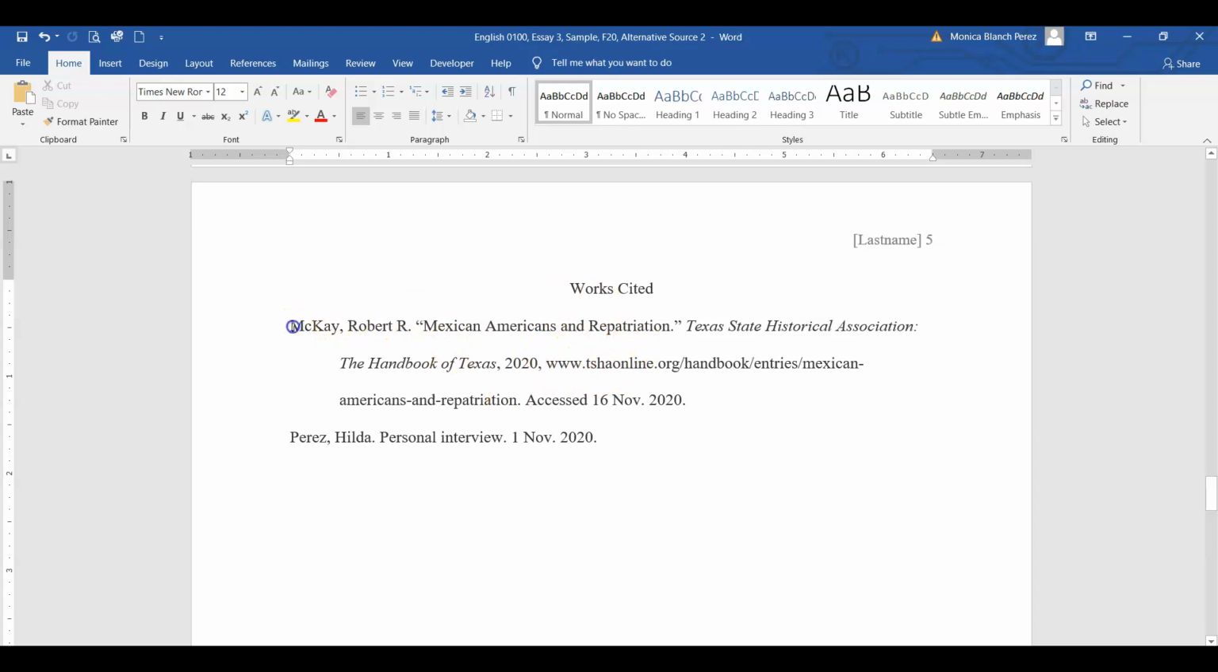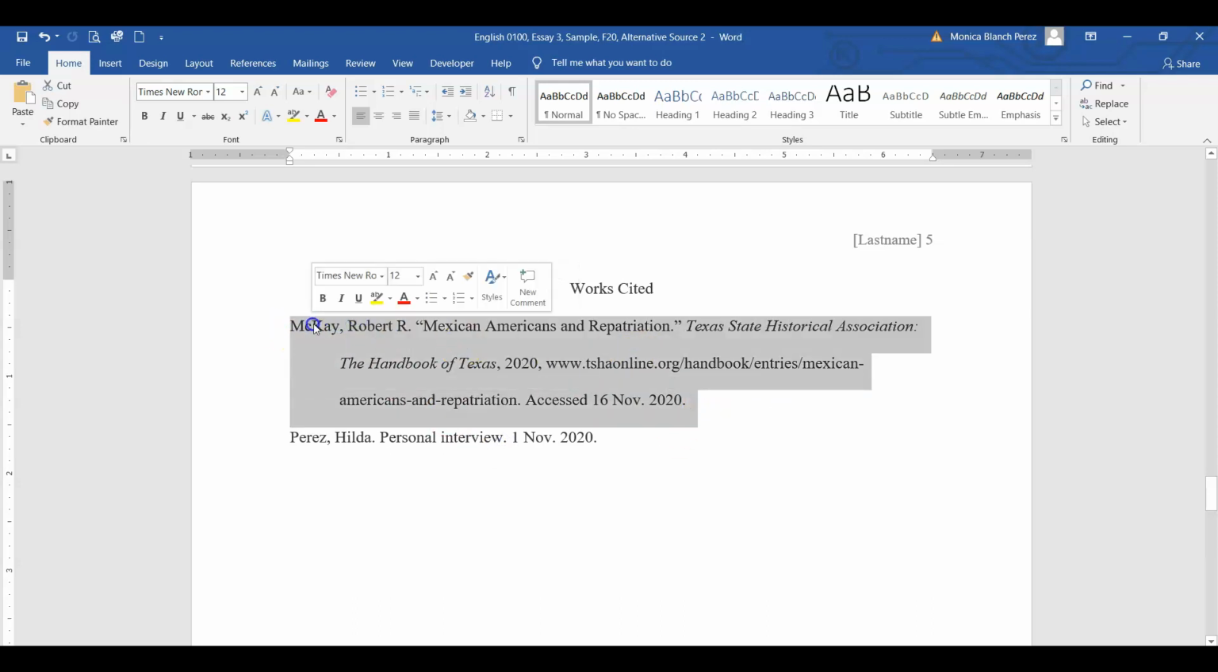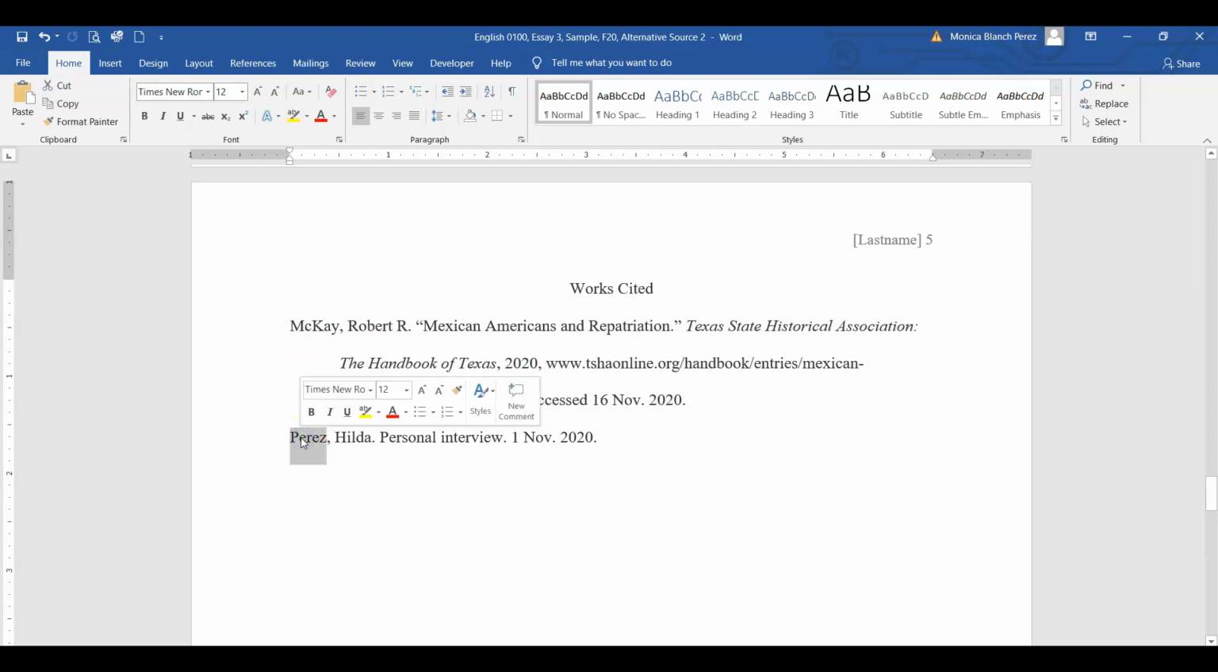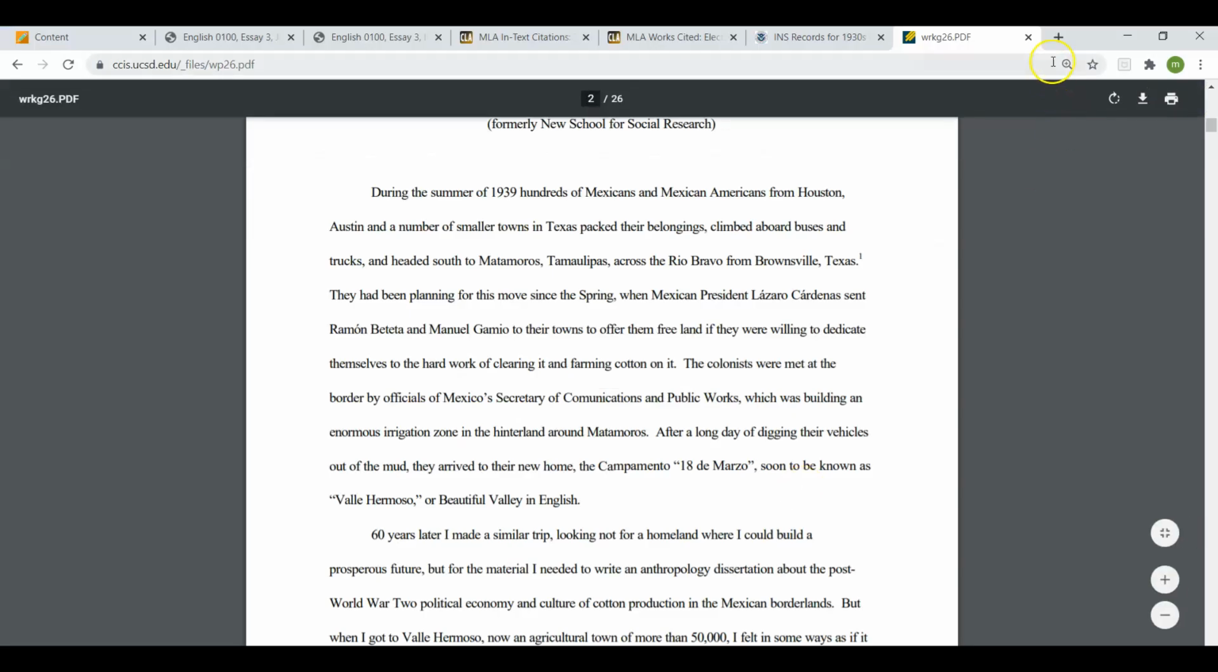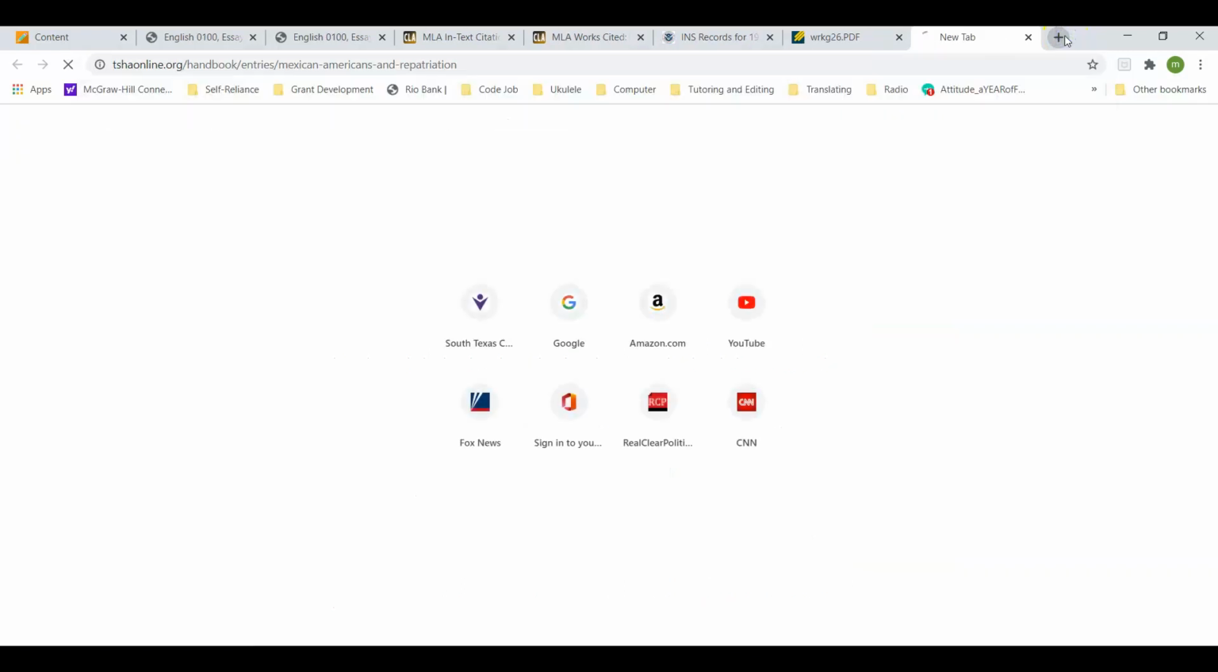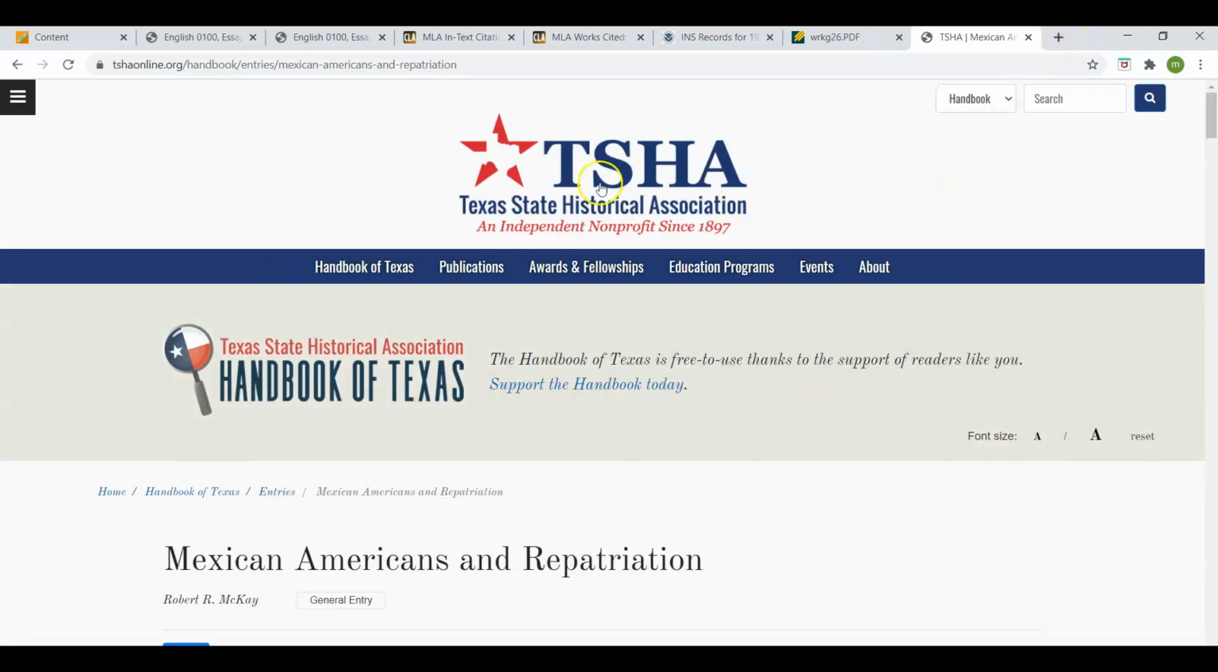Okay, and notice again, now notice that Perez Hilda is again in second, right? Why? Because the author's name McKay is the first word in the works cited entry, and now Perez is the second. So because M comes before P, all right. And then here's all the details that I got, and let me use this to actually access the article online. Okay, so there it is.